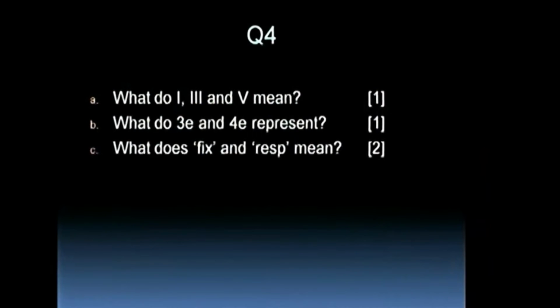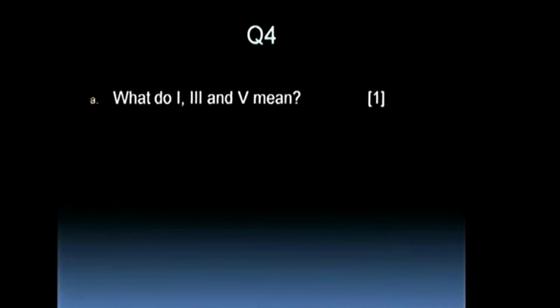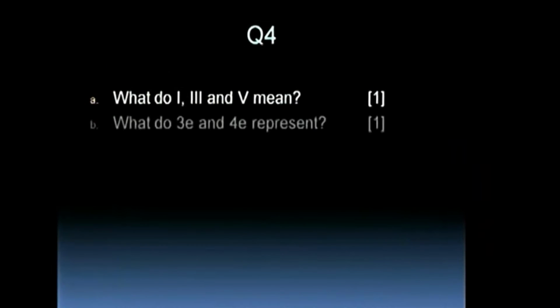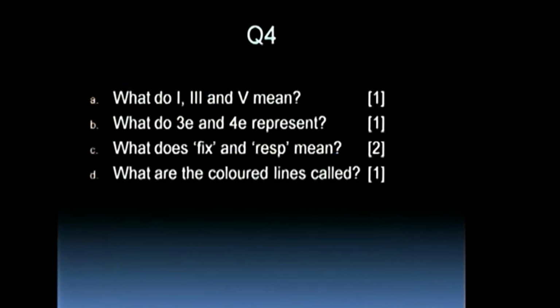Okay, what do the terms fix and resp mean that the person doing the test has indicated up here? What do those two terms mean? What are the colored lines called on this test? What's the name given to the colored lines?